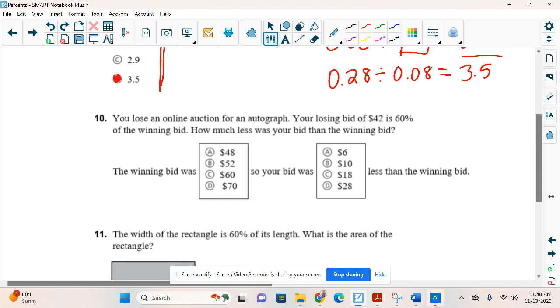Question number 10. It says you lose an online auction for an autograph. It's kind of like eBay. Y'all ever done anything on eBay before? Seen how eBay works? Okay.